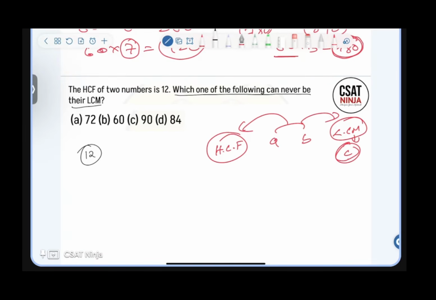But in this question, you are just asked to find which of the following can never be the LCM. Is 72 a multiple of 12? Yes. Why? Because 12 into 6 is 72. That means this is possible. This can be an LCM.